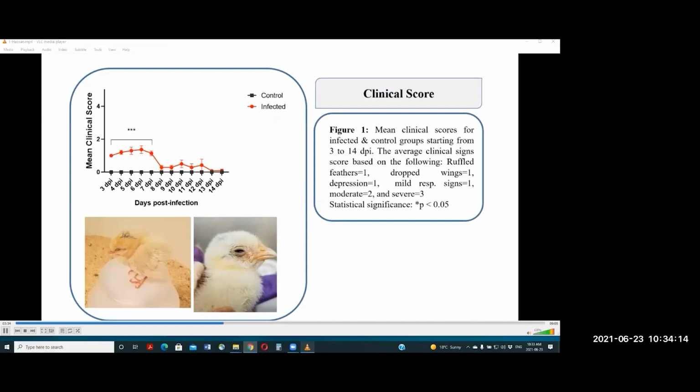We used a clinical scoring system that gave a score of 1 for a number of general signs and a score between 1 to 3 for the respiratory signs according to the severity. We started to observe the clinical signs between 3 days post-infection up to 14 days post-infection, which peaked at 6 dpi and started to decrease between 8 and 9 dpi.